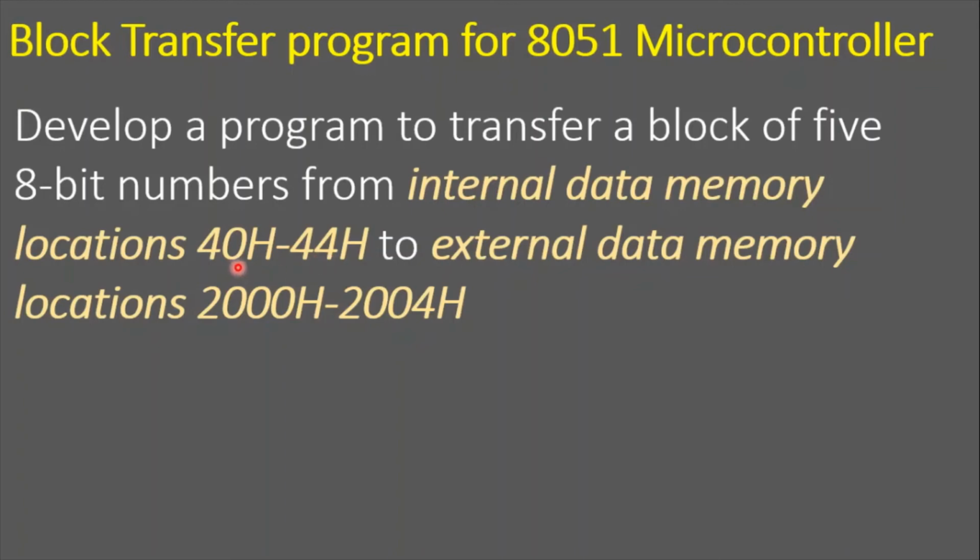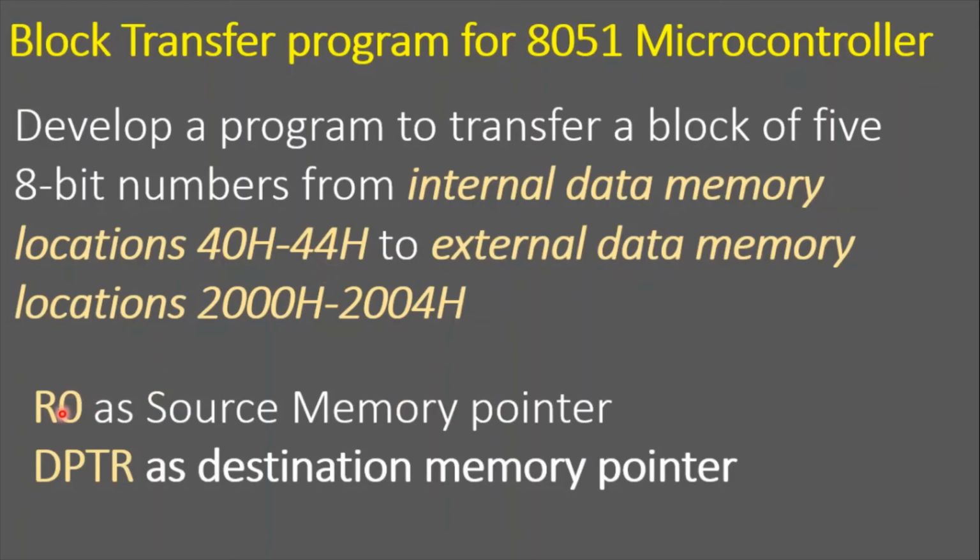So the source block is internal data memory. So R0 register will be used as a source memory pointer. But destination block is external data memory. Hence, I will use DPTR, that is data pointer, as a pointer to external data memory. Now let us go through the memory map.